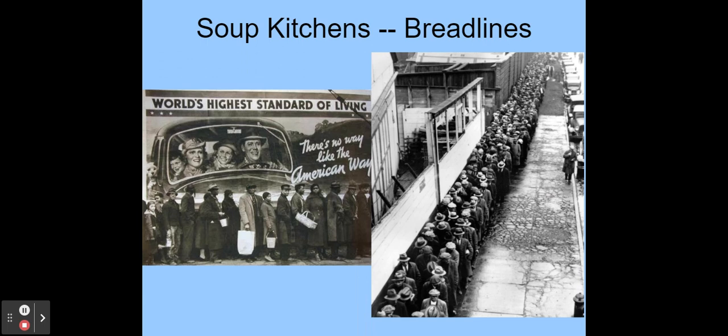All right, and you can see there, this is a great picture here. There's no way like the American way, and notice all this line of people waiting in a bread line or a soup line. Also notice, this is an interesting one socially. There's no way like the American way. Notice who's in the car, and who's standing in line. So that can bring up some interesting social commentary for the time. Okay, what American way are we talking about? But that's a discussion for another day.